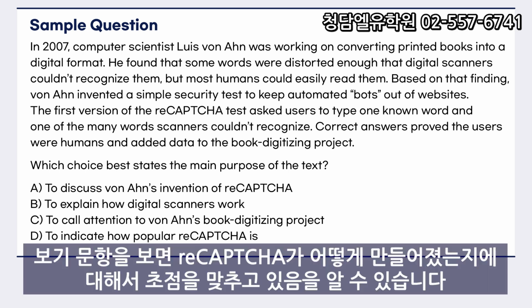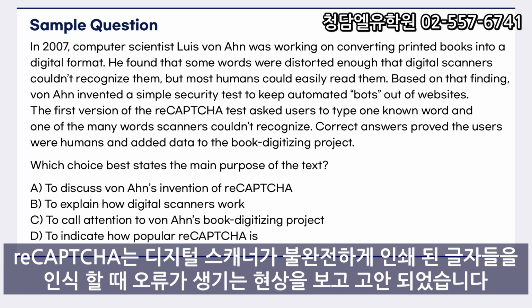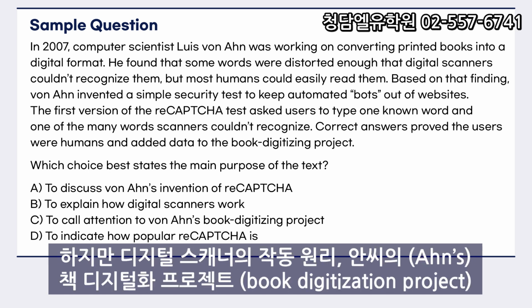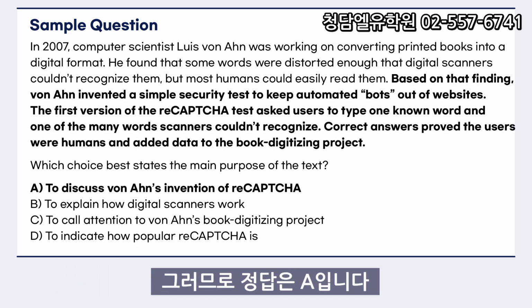When looking at the text, we can see that it focuses mostly on how the reCAPTCHA was created. Its origins are in digital scanners not being able to recognize distorted words from printed books. The passage also mentions its first implementation in websites. On the other hand, the text does not focus on the mechanics behind digital scanners, the merits of von Ahn's book digitization project, or reCAPTCHA's popularity. Therefore, the correct answer is A.